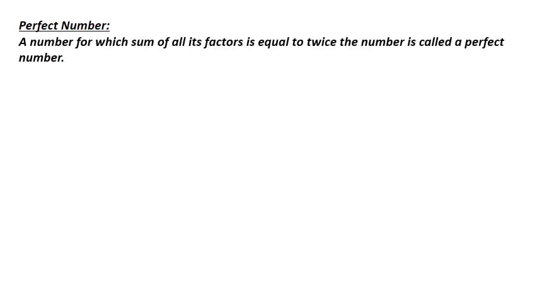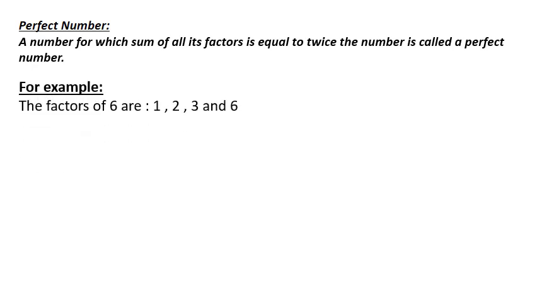Now, let us learn about perfect numbers with the help of factors. Now, what is a perfect number? So, here is the definition: a perfect number is a number for which the sum of all its factors is equal to twice the number. Now, to know more clearly about perfect numbers, let's see a few examples.